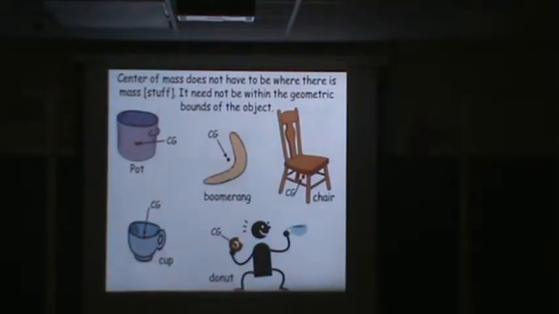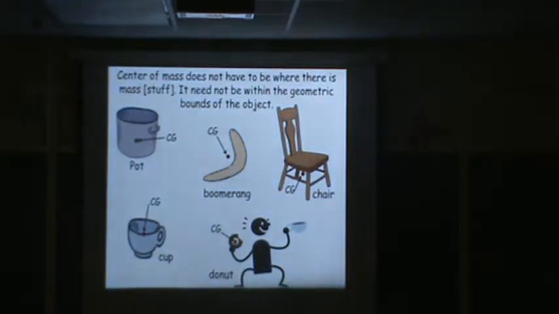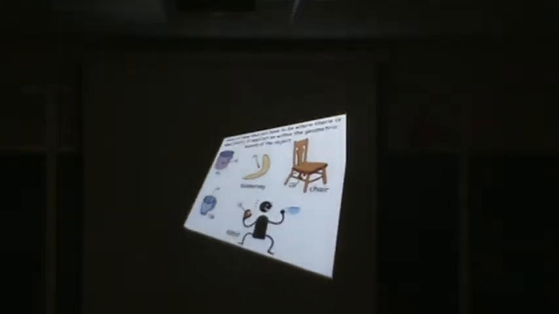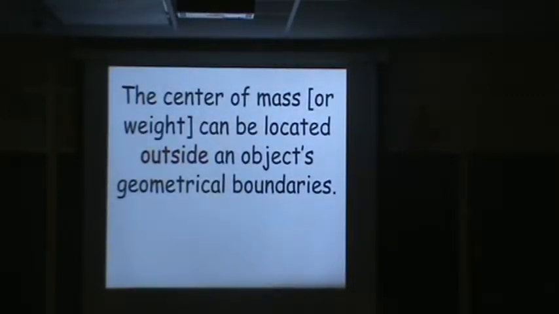Again, no cup there. And of course, gang, your favorite one, before you took the bite out of it, the center of mass would be smack dab in the middle of the donut, where there is no donut. So again, the center of mass of something doesn't have to be where there is mass. It doesn't have to be where there is stuff. It can be located outside the geometrical boundaries of the thing, where matter does not exist.